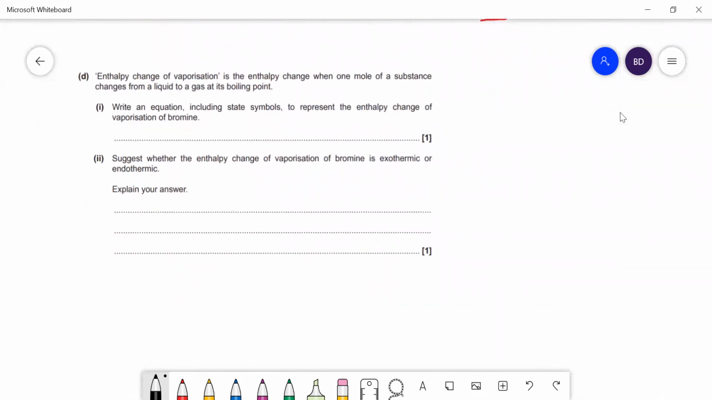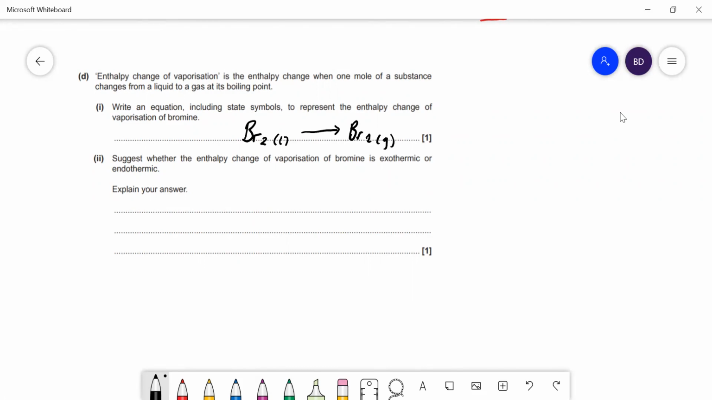Enthalpy of vaporization is the enthalpy change when 1 mole of a substance changes from liquid to gas. Okay, so write an equation to represent the enthalpy change of vaporization of bromine. Well, bromine is Br2. So we've got Br2 liquid, and it goes to Br2 gas. That's what we've got to do.